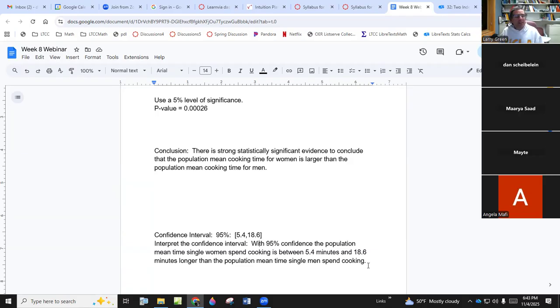Just to let you know, the hypothesis test is all about deciding whether it is true that women spend longer. The confidence interval is not deciding whether it's true. The confidence interval is how much longer. Do you see the difference? Okay, so they tell you different stuff. Confidence intervals are how much more or how much less, and hypothesis tests are, does it happen? Any questions at all on this example?